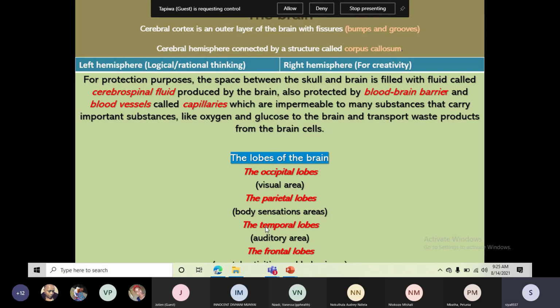Then temporal, since it's auditory, that is hearing. Tempo, when you open the music, when you increase the volume, you can feel the tempo. Tempo is to do with auditory, hearing.